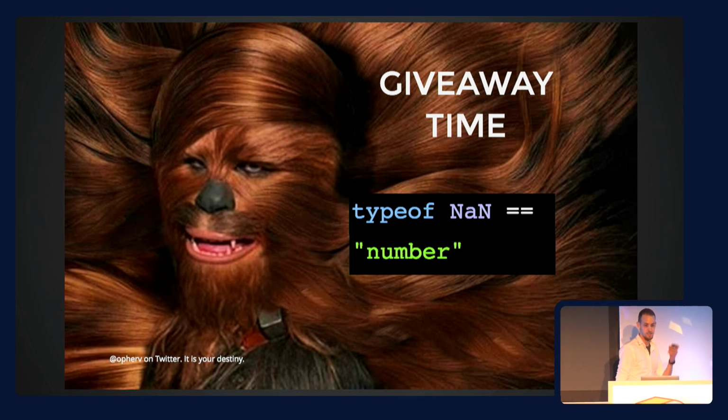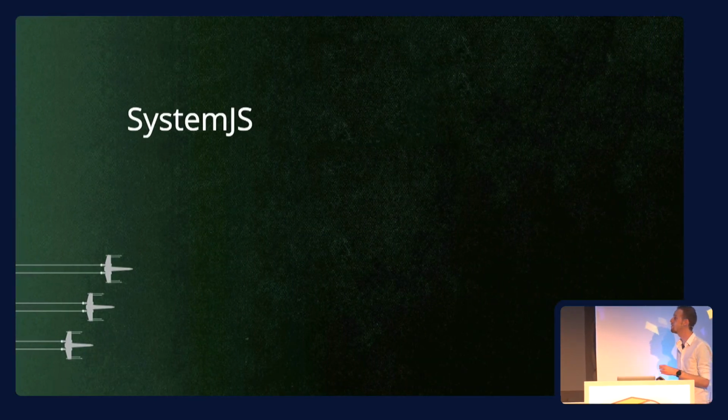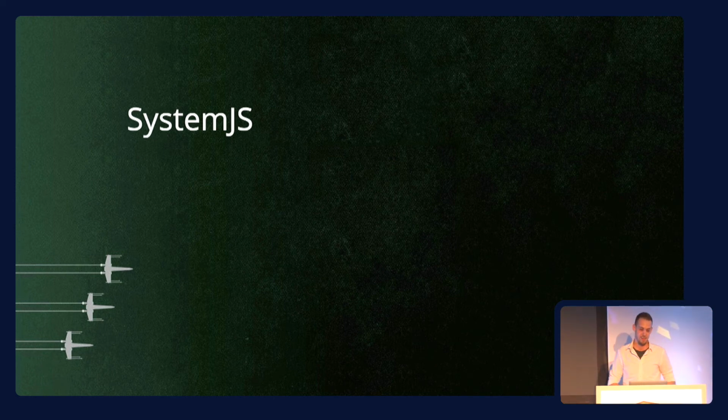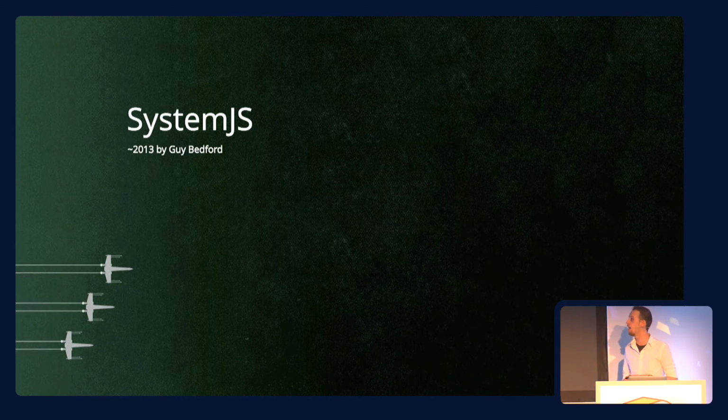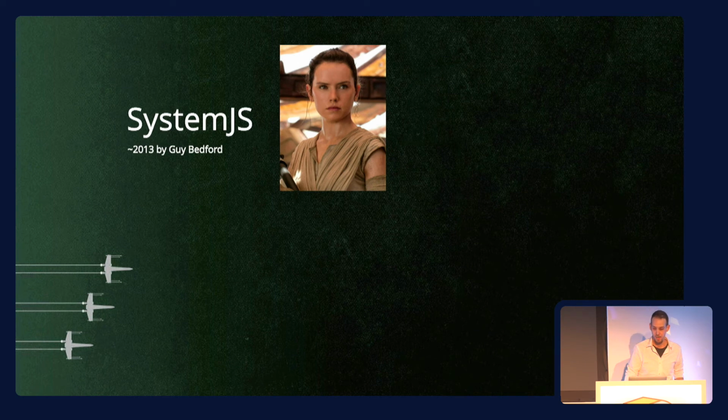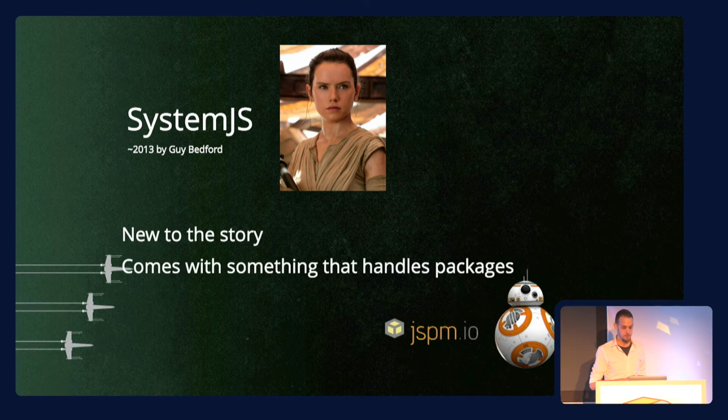Because JavaScript. SystemJS is the last tool we're going to look at. It was developed in 2013 by Guy Bedford. And SystemJS is a bit like Rayt in a sense that it's very forward-looking. It's very modern. It is new to the story. And it comes with something that handles packages. In this case, it's JSPM.io.